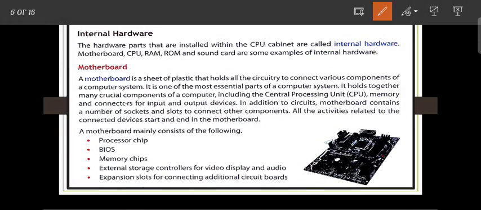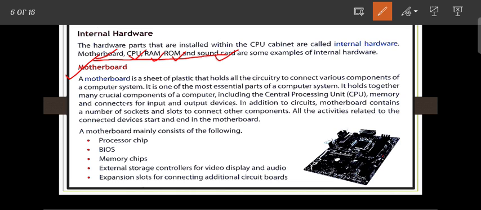Okay, next is internal hardware. What are the internal hardwares? The hardware parts that are installed in the CPU cabinet are called internal hardware, like motherboard, CPU, RAM, ROM, sound card. Okay, so these are mainly installed in the CPU. So motherboard, CPU, RAM, ROM, and sound card. These are the internal hardware.